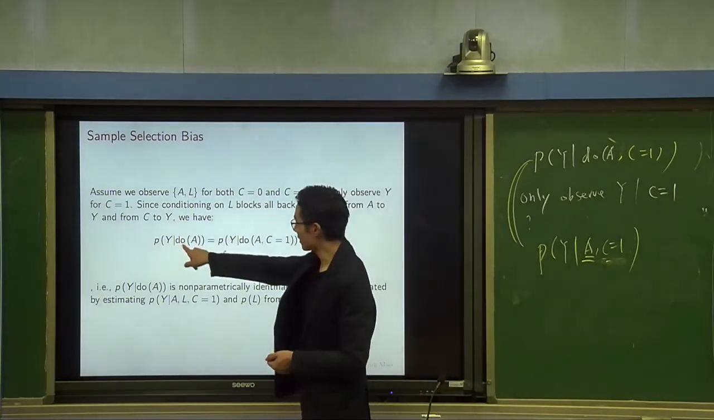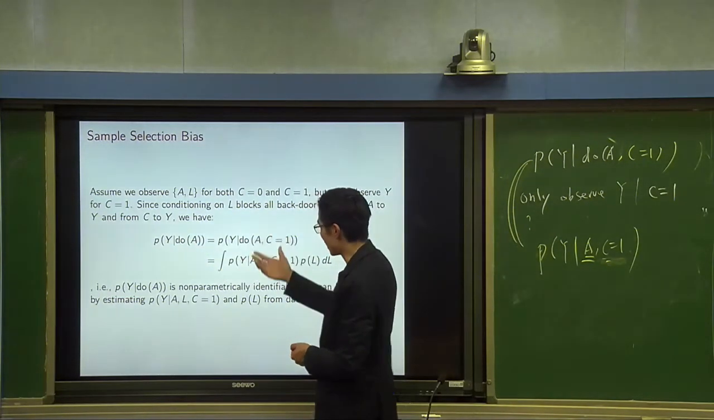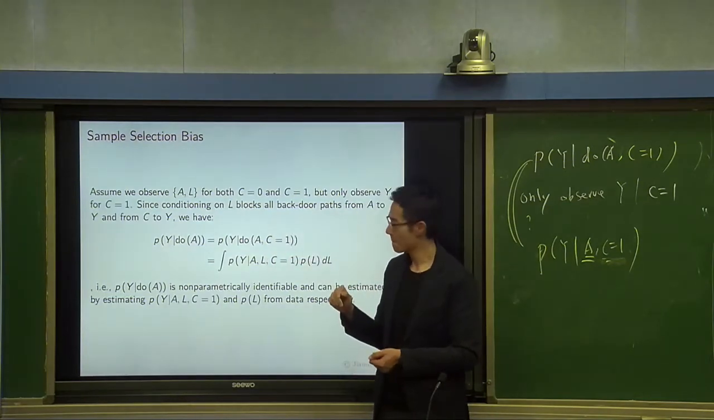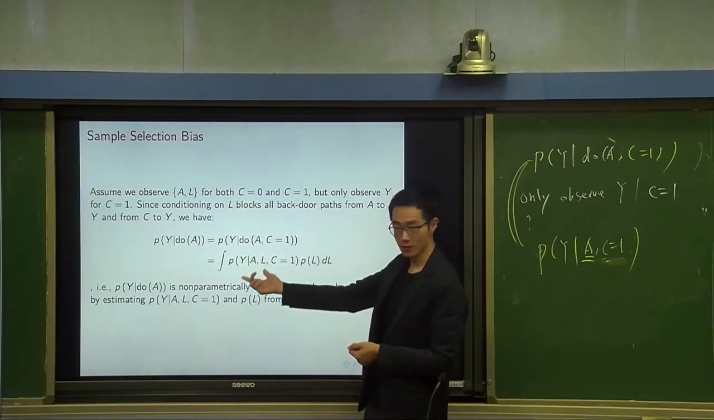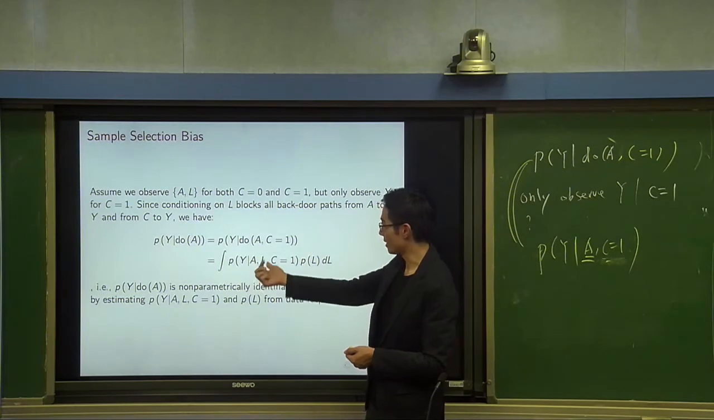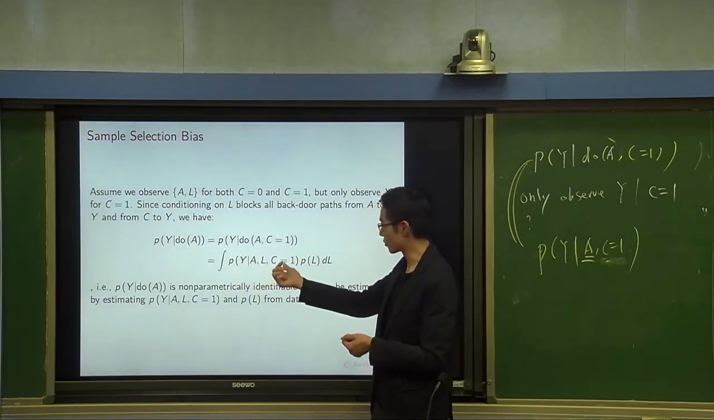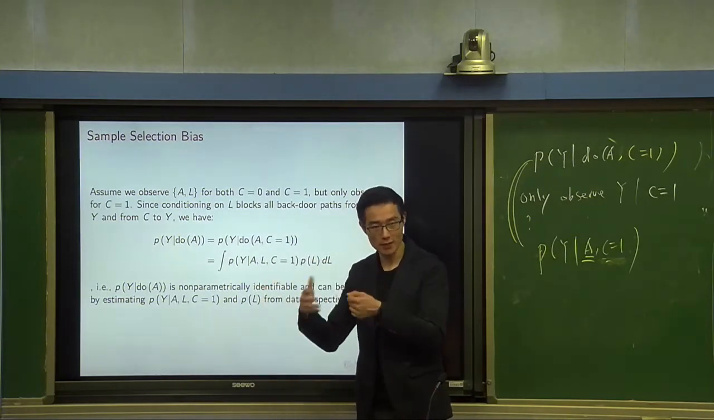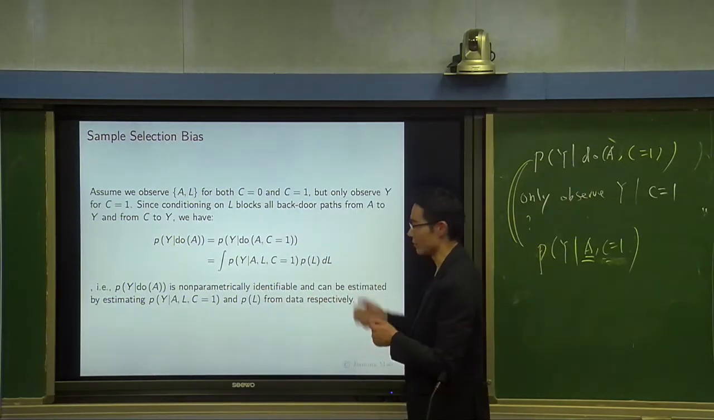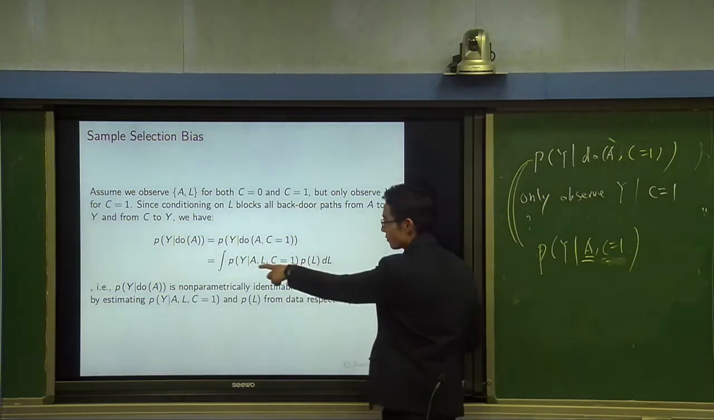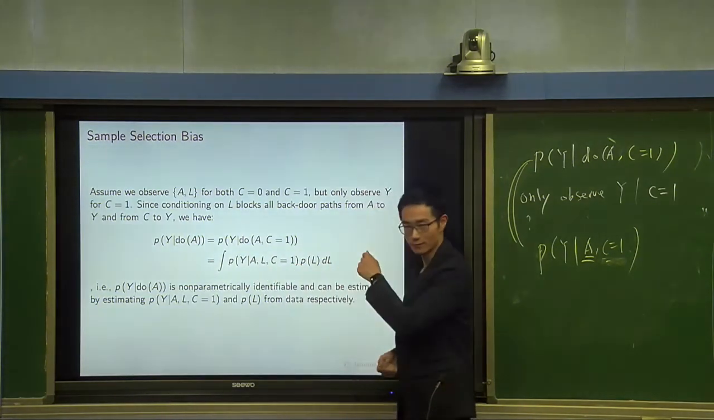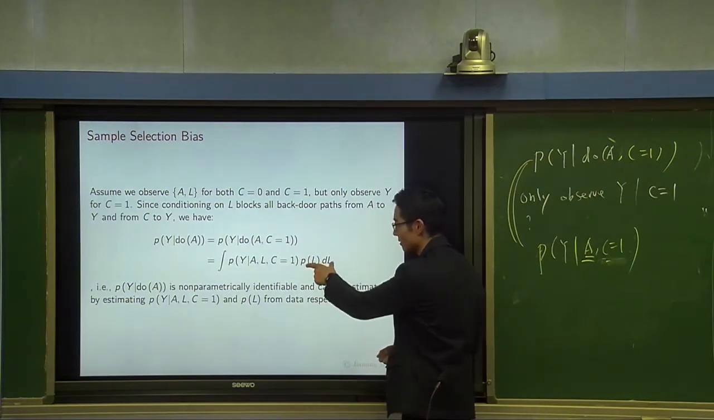So P(Y given do A) you can write as P(Y given do A, C equal to 1). And that is equivalent to P(Y conditional on A, L, conditional on L, and C equal to 1), because once you condition on L, you block all the backdoor paths. Whatever is left is the causal effect. Now, do we see this from the data? Yes, because I see all the Y for which C equal to 1.